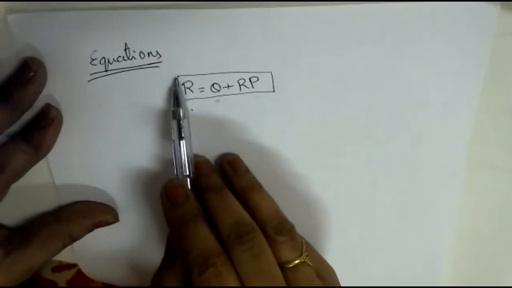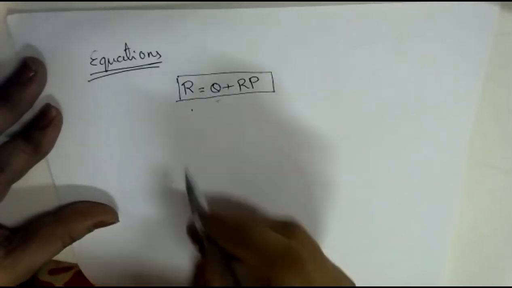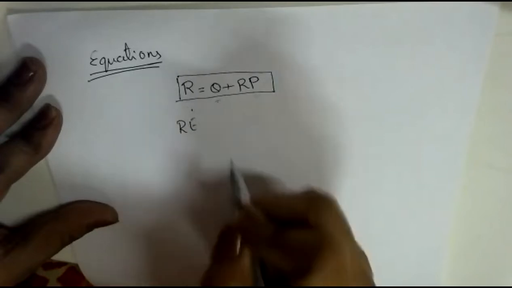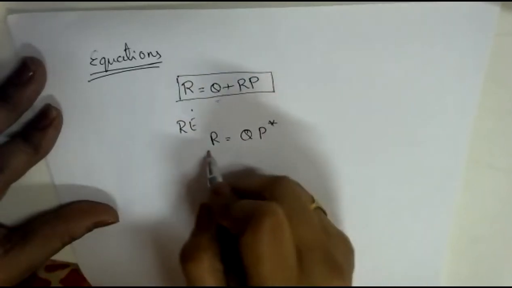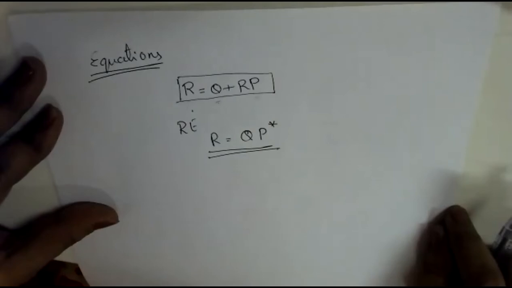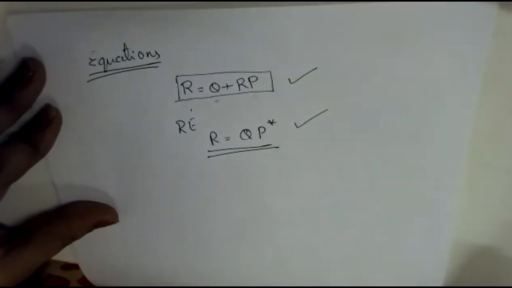If the equation is of the form R is equal to Q plus RP, then our RE will be R is equal to QP star. This will be our RE. So this you have to remember. Fine, we'll take one example and we'll solve.